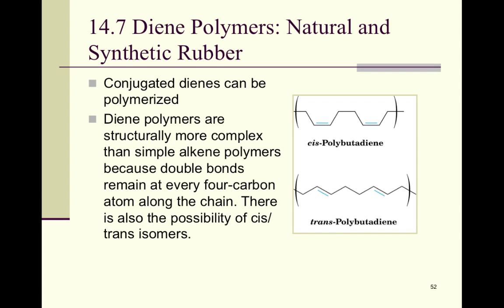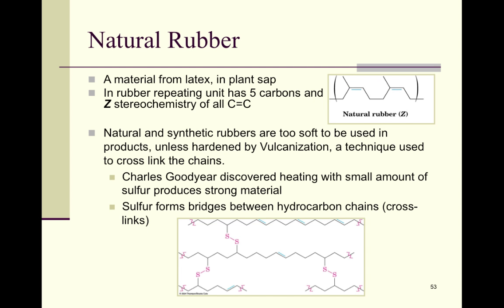Diene polymers, natural and synthetic rubber. Conjugated dienes can be polymerized. Diene polymers are structurally more complex than simple alkene polymers because the double bonds remain at every 4 carbon atoms along the chain. There's also the possibility of cis and trans isomers. Here we have the structure of a cis polybutadiene and trans polybutadiene.